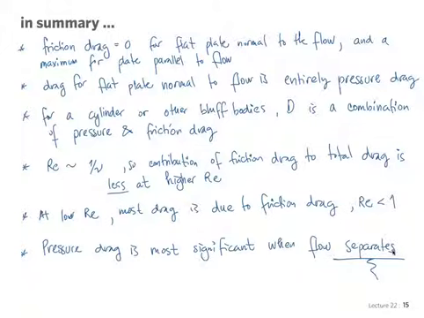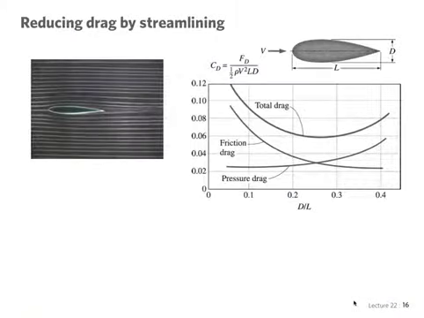Separation is a very important problem and causes a lot of drag, and so that leads on to the idea that if you want to reduce drag, what would be a way to reduce drag? Change the shape so that there's less separation. This is the process of streamlining. Reducing the drag by streamlining is basically the idea of changing the shape of the object such that you reduce separation.